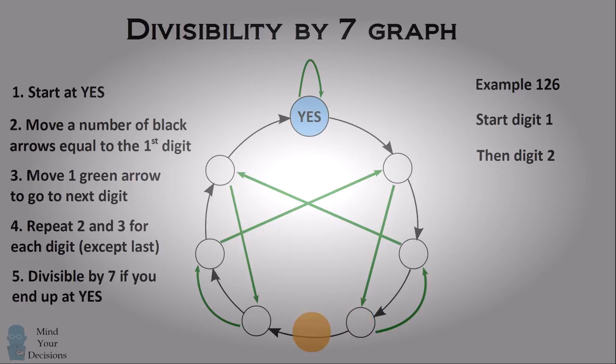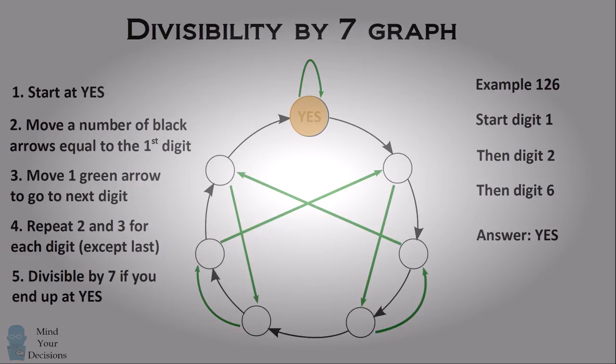We will move two black arrows to get to the next circle. Before we go to the last digit, we go one green arrow to get to another circle. Finally, we consider the last digit of 6, and we move 6 different circles, and then we end up at a final circle. We are back at the circle that says yes, and therefore, this graph tells us that yes, this number 126 is divisible by 7. And you can check on your calculator that 126 is divisible by 7.